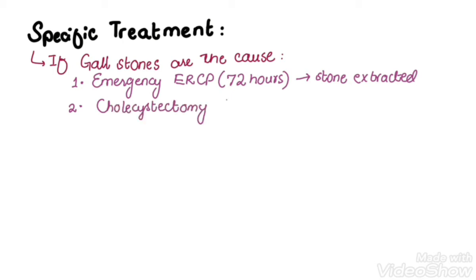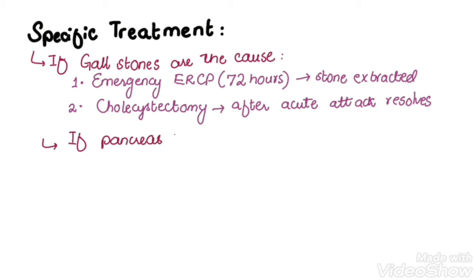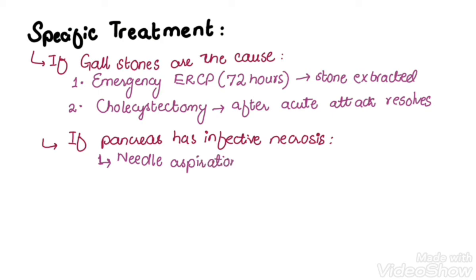After the gallstone is removed and the patient is stabilized and his acute attack subsides, then we can perform cholecystectomy and remove the gallbladder that is filled with stones and is inflamed. If pancreas has proceeded to infective necrosis, means that the necrotic material has been infected, then we can perform two things. We can either perform needle aspiration of the necrotic material, or we can perform necrosectomy.